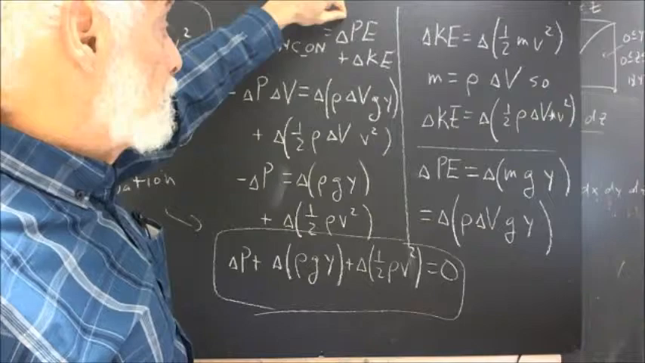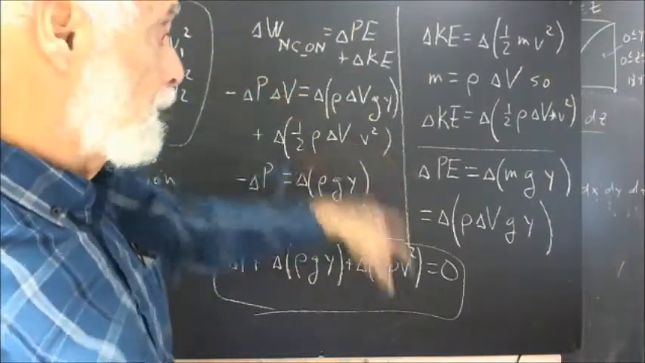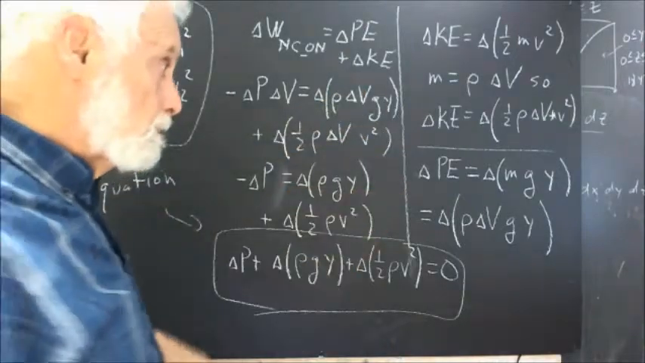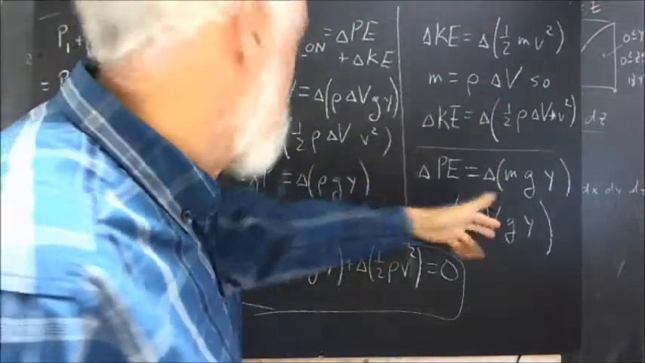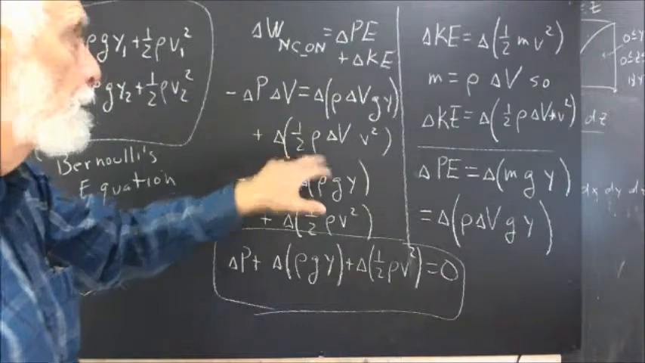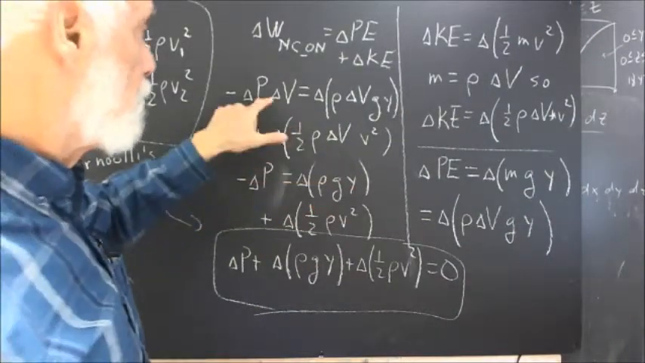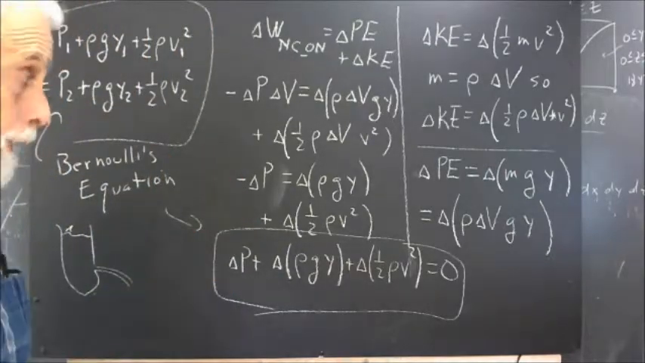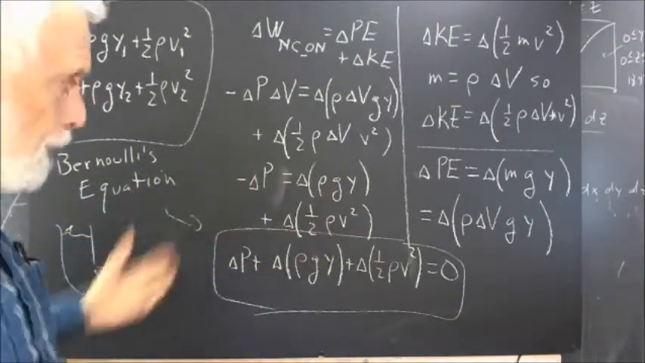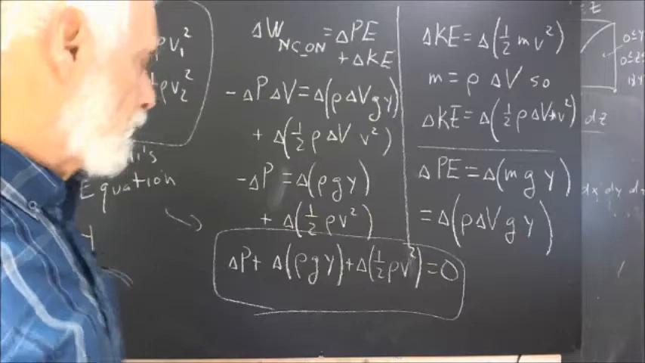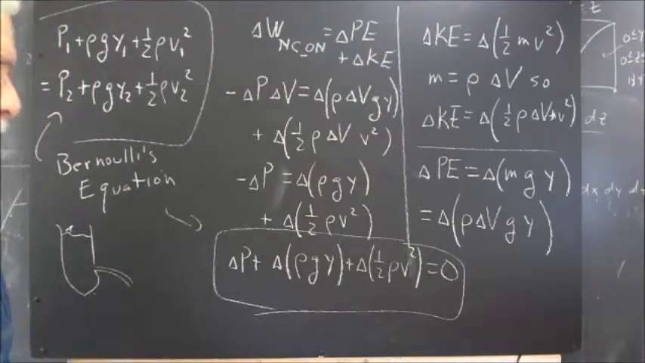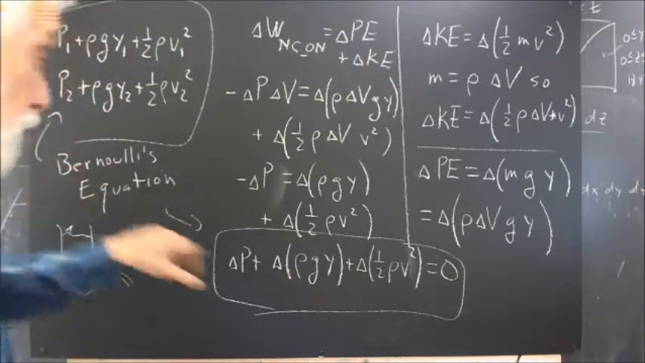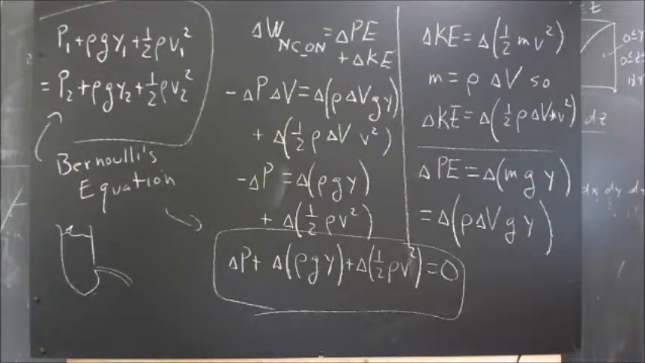Okay, the change in potential energy, change in kinetic energy, well, we've explained these two expressions. We just use them here. And then we do the obvious thing. We divide by delta V, and we get this, and I don't need to read it to you. And then we simply rearrange this so all the quantities are on the same side, and we'll make them all positive rather than making them all negative. And this is one form of Bernoulli's equation.